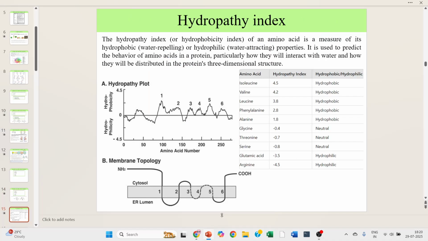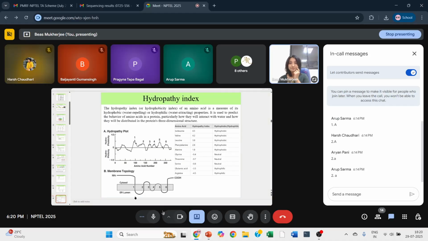Now we go to another concept, which is the hydropathy index. Hydropathy index means whether a particular amino acid is water loving or not. That is its hydropathy index. So what does this mean? You know about these proteins, right? When proteins fold, many amino acids are there towards the core of the protein. These are hydrophobic amino acids, meaning that they cannot interact with water, and that is why they are pushed into the core of the protein.